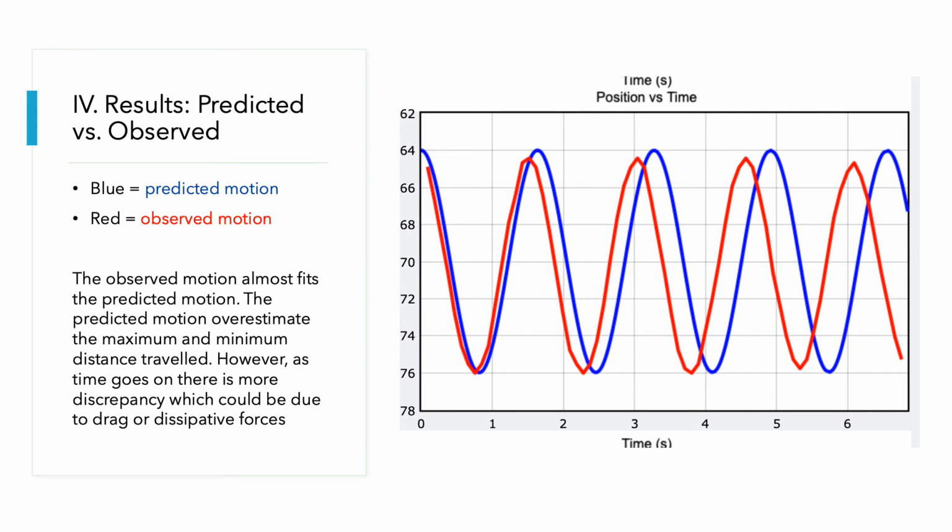Results. The blue curve is the predicted motion and the red one is the observed motion. The observed motion almost fit the predicted motion at the beginning, but as time goes on, there is more discrepancy, which could be due to drag or dissipative forces.